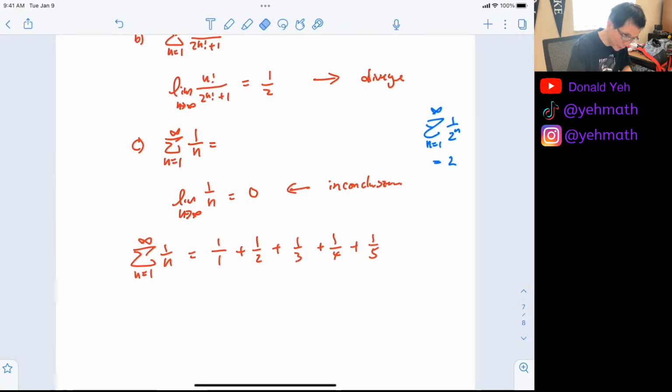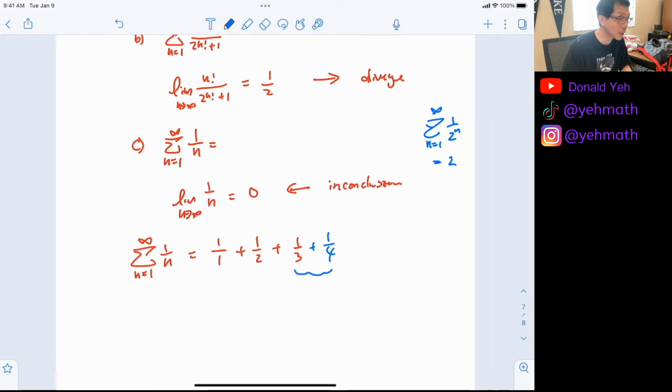If I write out the first 32 terms, actually I'm going to write in a certain way. So I'm going to write out this. Is this not inclusive of it? Oh, just pay attention.